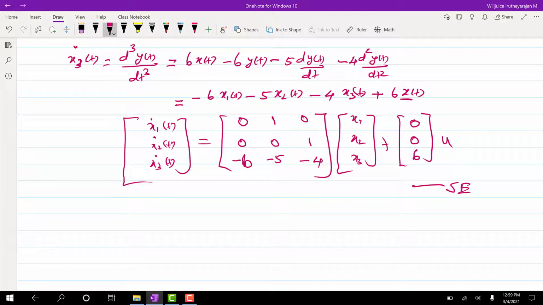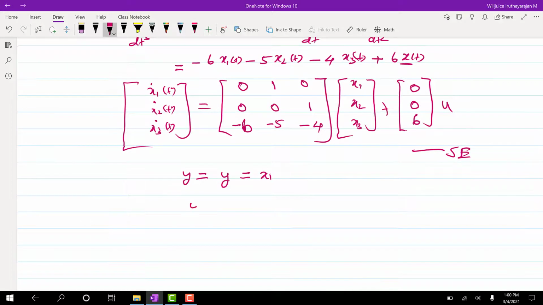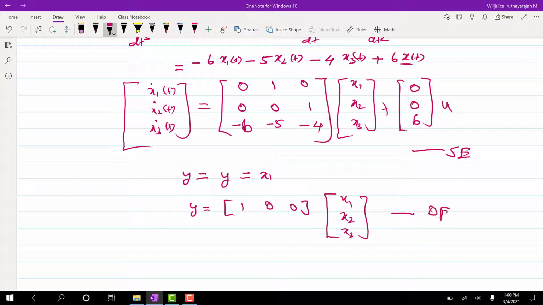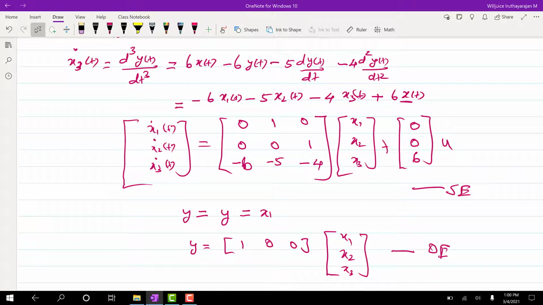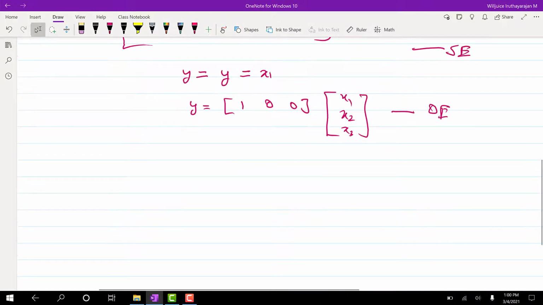Next we develop the output equation. So y is nothing but x1. It will be written in matrix form: y is equal to 1 0 0 into x1 x2 x3. This is your output equation. So these two equations constitute the state model of the system. Let us consider the second example.